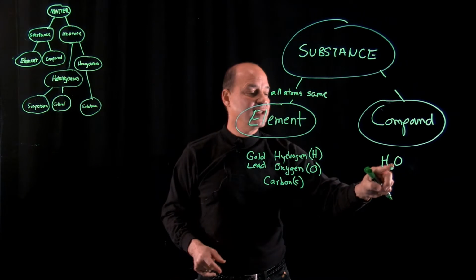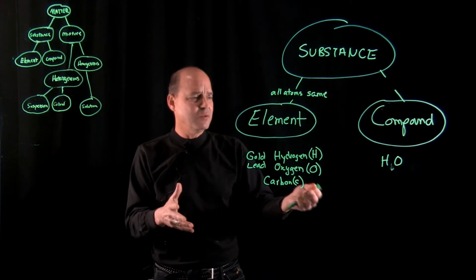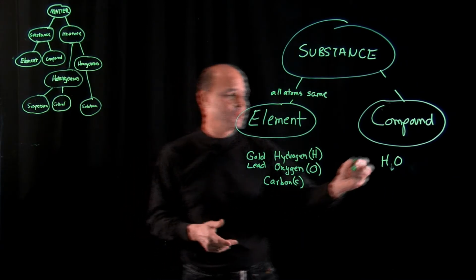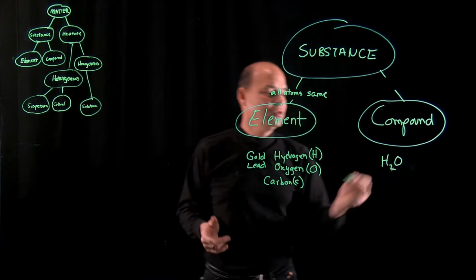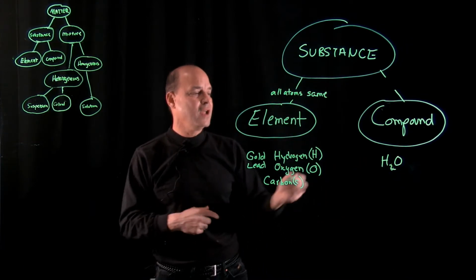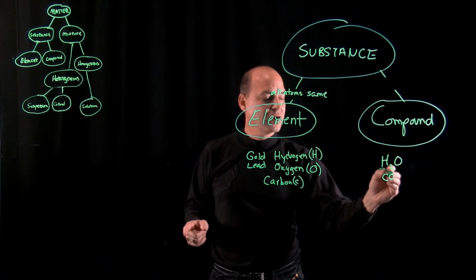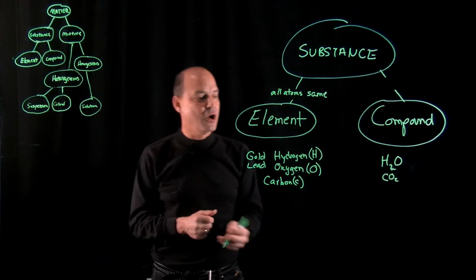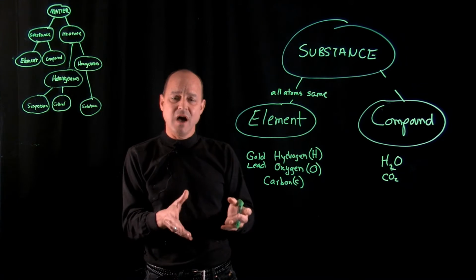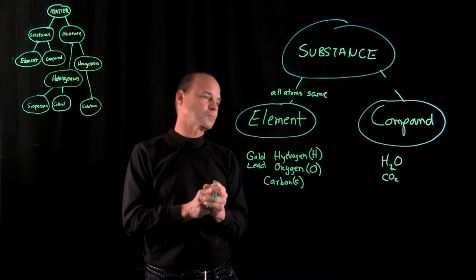If it didn't have 2 hydrogens and 1 oxygen, it would be, I don't know, peroxide or something like that. So H2O. All right, so that's a compound you're familiar with. You might be also familiar with carbon dioxide, CO2. Again, carbon and oxygen in a fixed proportion.